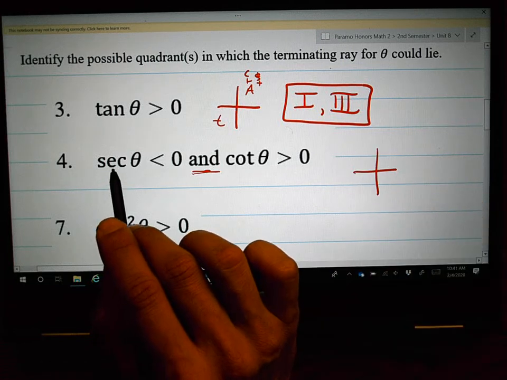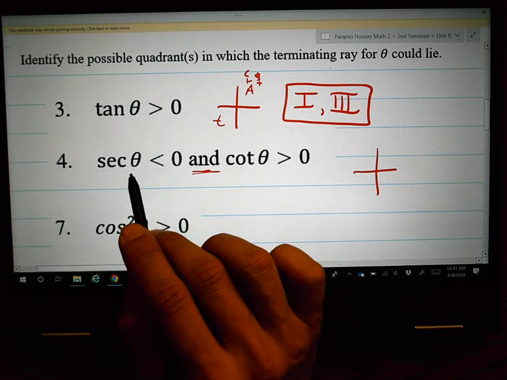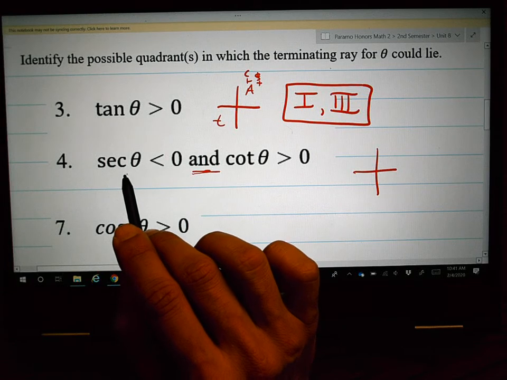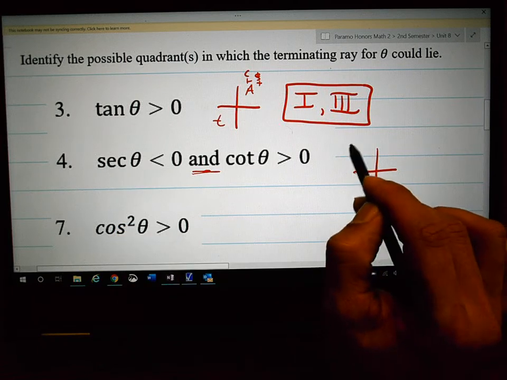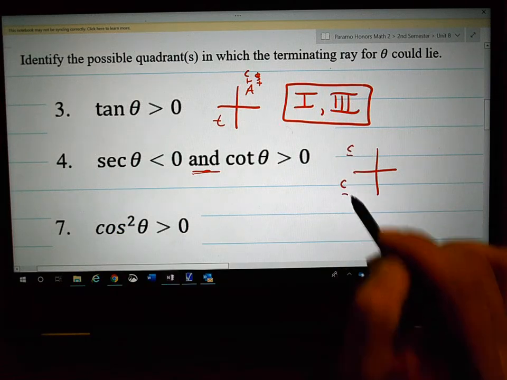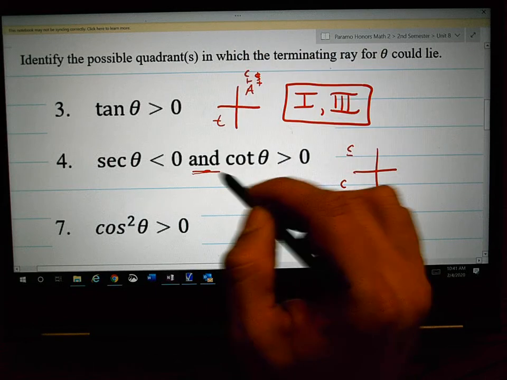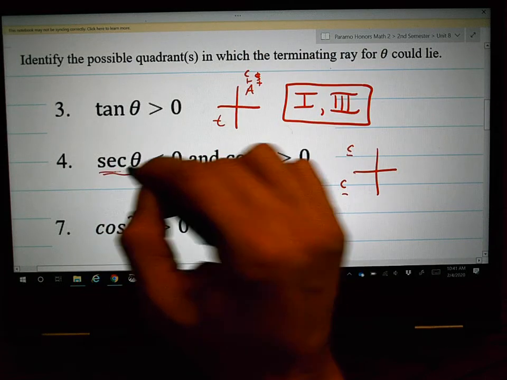If the secant of an angle is less than 0, then we're talking about where it's negative. Secant is the reciprocal of cosine. Cosine's negative here and here. We'll call this the red piece.